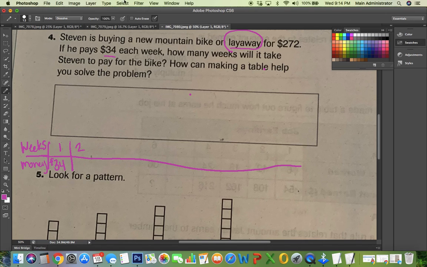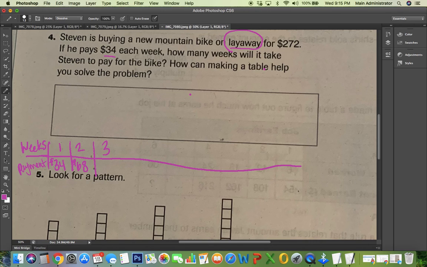Let me see if I can find my mouse. Payment. Oh, I use this. Okay. I'm going to write payment. Cool. All right, so 34 times 2 would be 68. In the third week, I'm now going to take 68 and multiply that by 2. And 68 times 2 is 136.